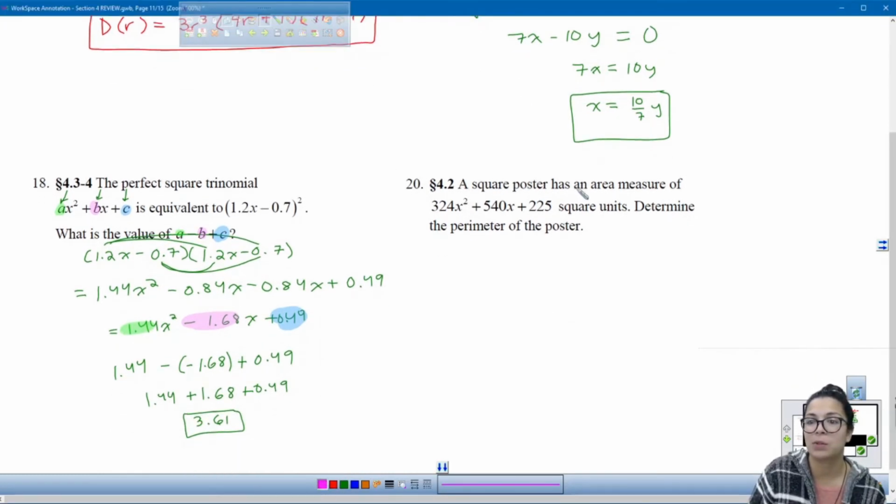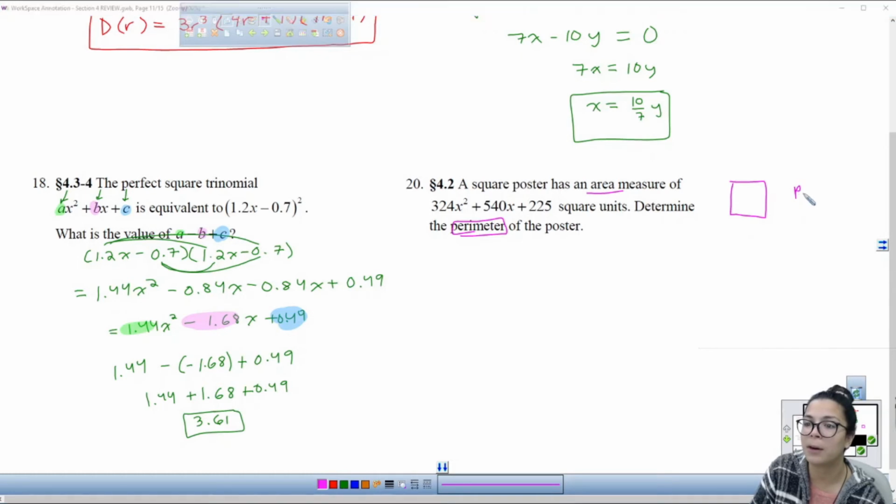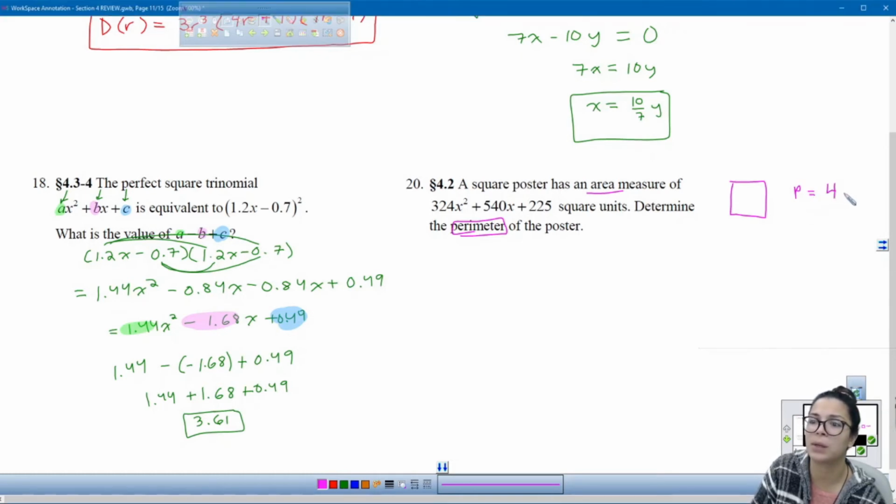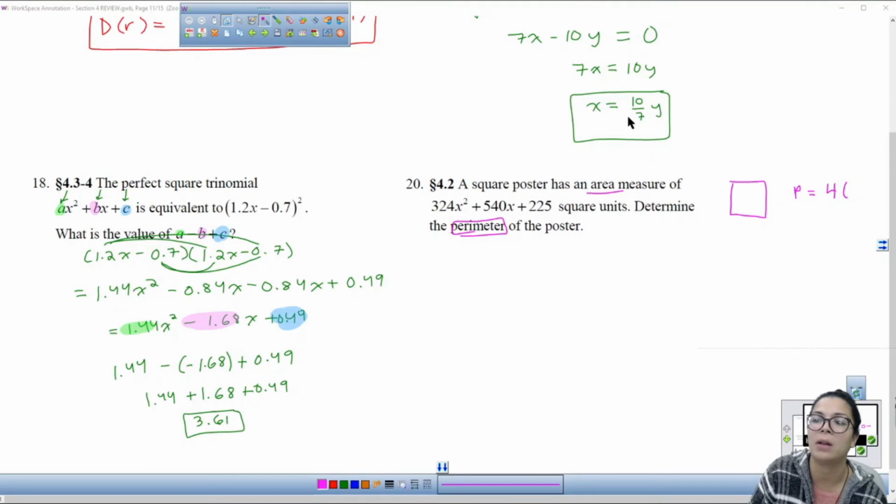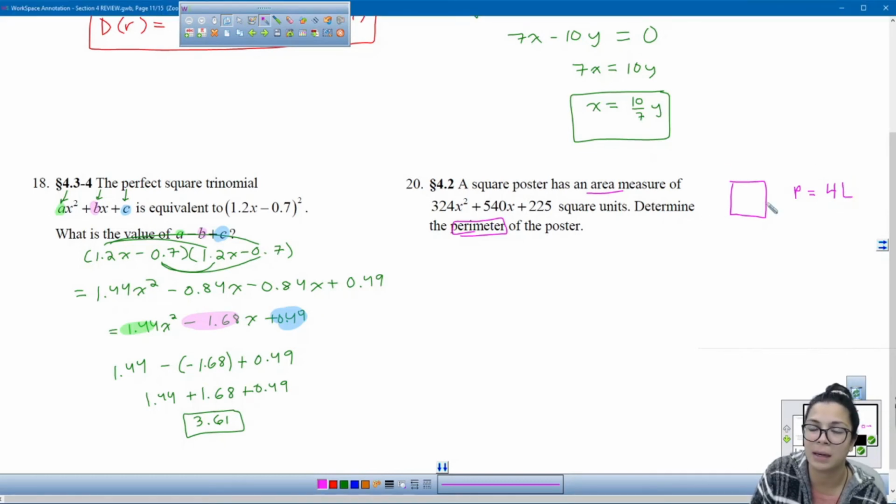So on number 20, we have a square poster that has an area that measures this much. What is the perimeter? Ooh, okay. Well, before we find the perimeter of a square, if it's a square, the perimeter is all the sides added up. All the sides are the same length, so the perimeter of a square is just 4 times the side length. We can call the side length L. You can call the side length whatever you want. It's just 4 times L because it's 4 sides added up together, but the 4 sides are all the same. The first thing we need to figure out is what is that side length.